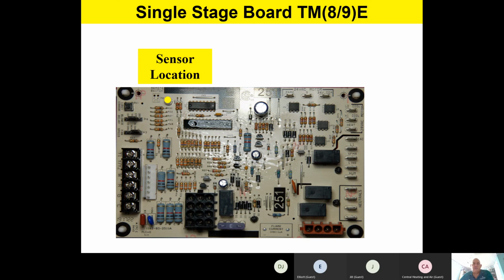And finally, sensor location. Make sure that sensor is centered in the flame like it should be. It's not bent to one side or what have you, because that can give you erratic flame current as well.